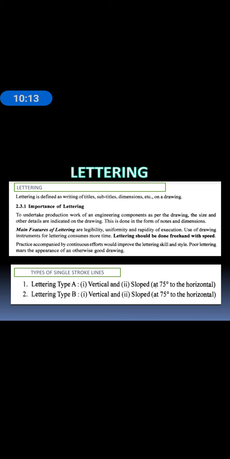Basically, letters are of two different types. The first one is single stroke, and the second one is double stroke. In another classification, the single stroke letters are also of two types: straight letters, or you can say vertical, and the second one is inclined, or slope. In a slope letter, or inclined letter, we consider a 75-degree angle. This is the standard angle.